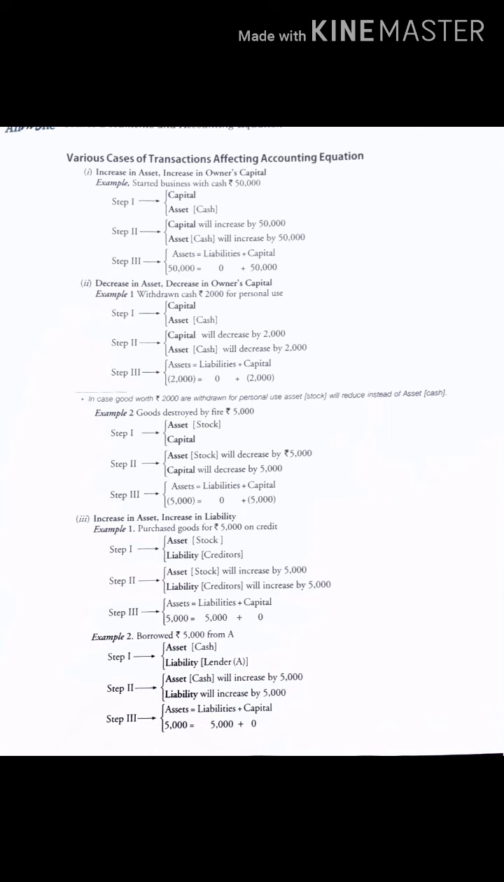Okay. Now the second step was what effect it is giving. Now capital, what is the owner doing? The owner is withdrawing from the capital. That means capital is reducing, decreasing, right? The same is the case with assets, as cash is going out of the business. That means cash is also reduced. Okay. Now what was the third step? We will check out the effect on the equation. Assets equals liabilities plus capital, right? This is what the equation is.